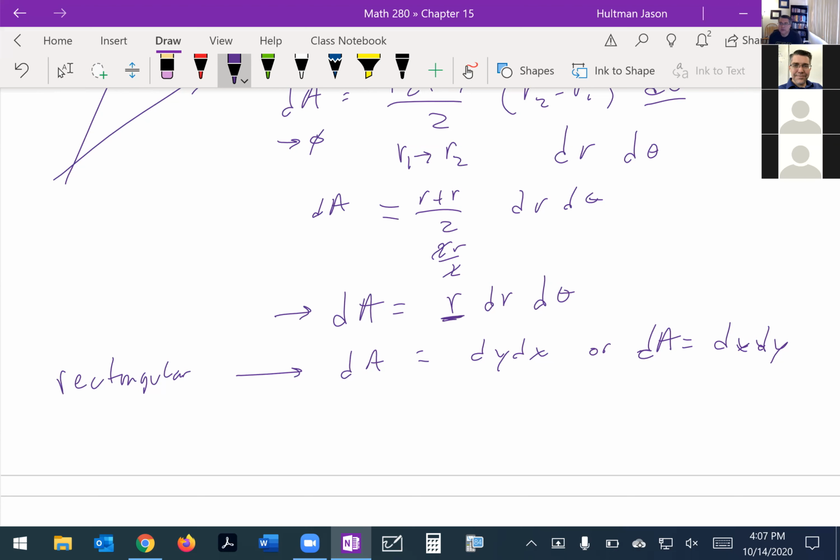factor. Okay, so when you do your integration, your polar integration, you have to include that extra r in your integration factor. Okay, don't forget the r.